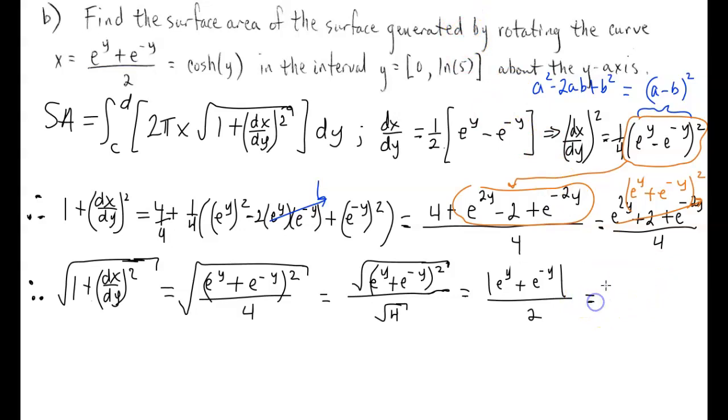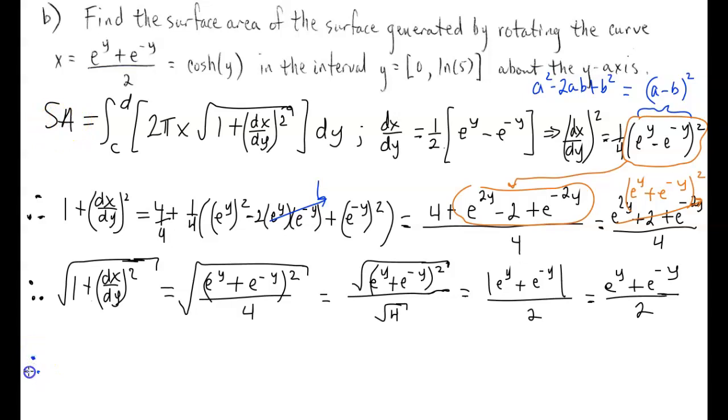All right, so here we'll just say this is e raised to the y plus e raised to the minus y, all that divided by 2. Okay, and that is what that final result will end up being. All right, so now we are ready to go ahead and write everything inside of our surface area formula here.